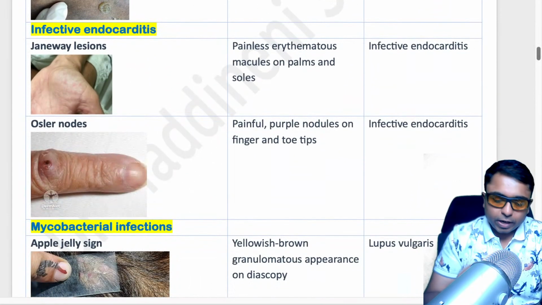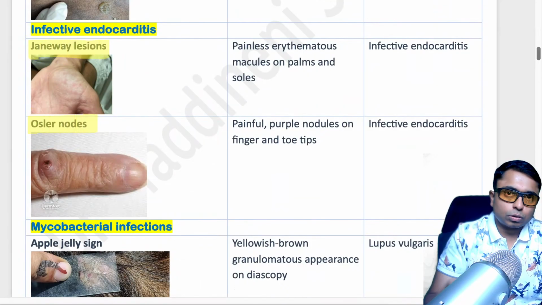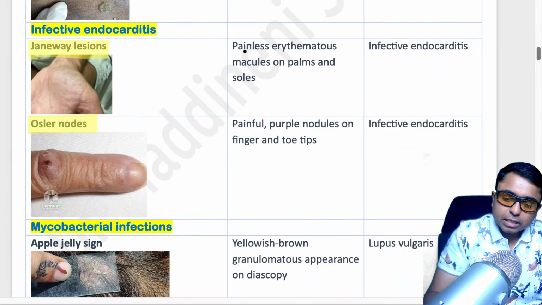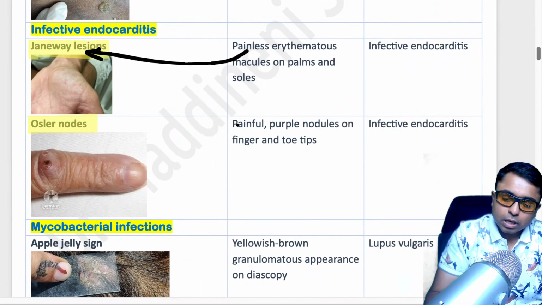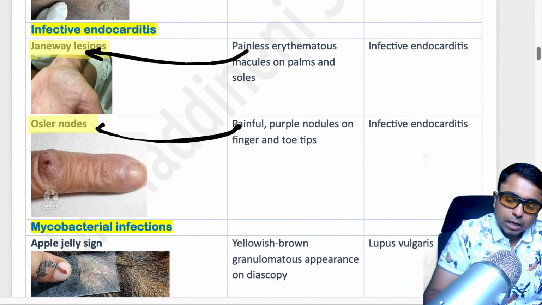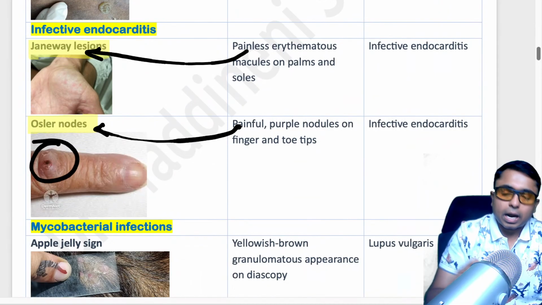Next, in the infective endocarditis, you are going to have two important findings: Janeway's lesions and Osler's nodes. Remember, Janeway's lesions are painless erythematous macules present over the palms and soles, whereas Osler's nodes are the painful purple colored nodules which are seen on the finger and the toe tips.